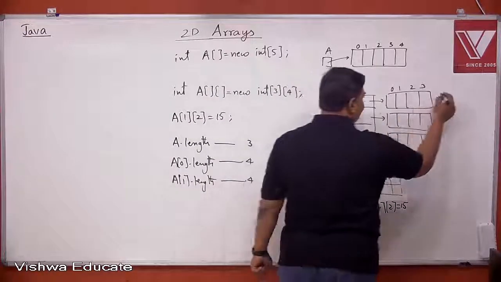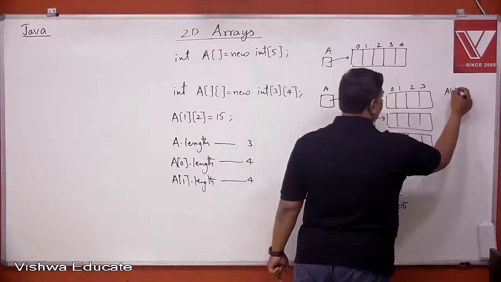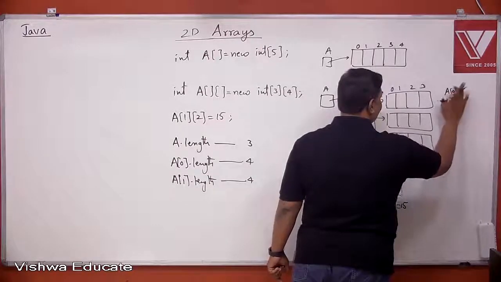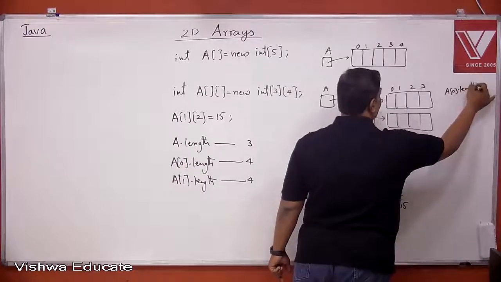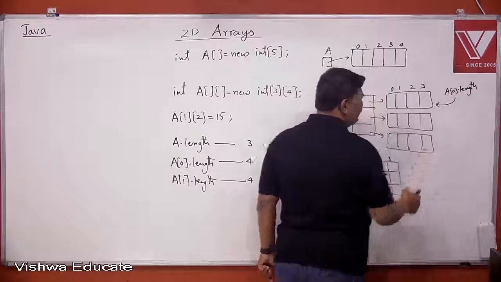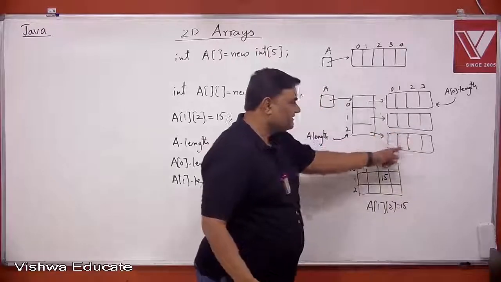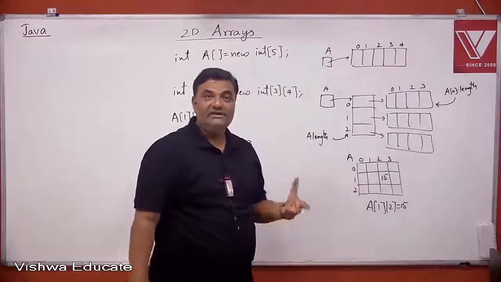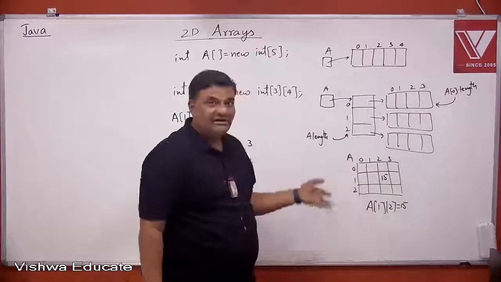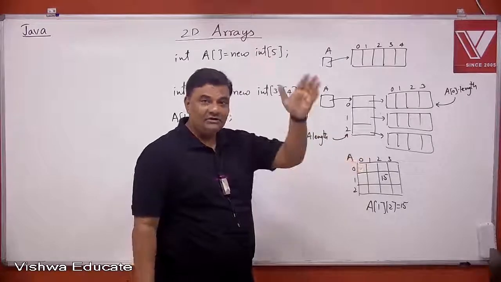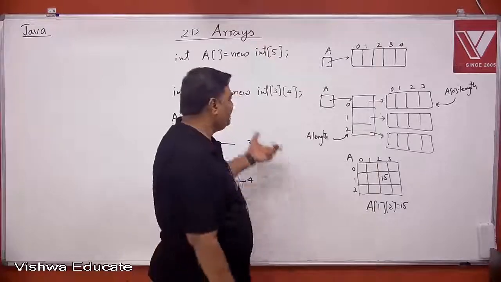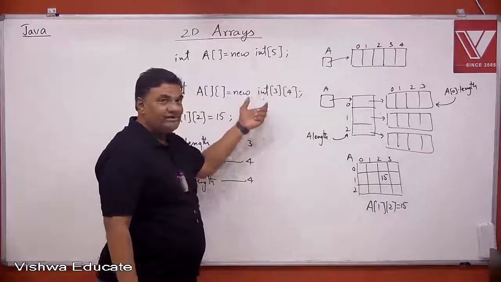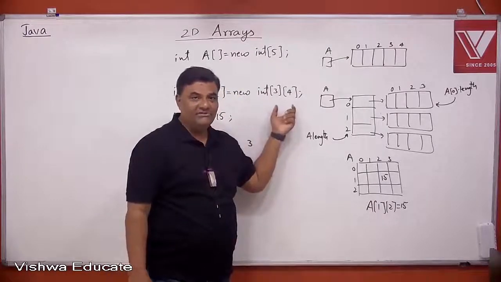If I say a[0].length, then I get the length of this one. In the same way I can get the length of this and this also. So just a.length will give you the number of rows, and a[0].length will give you the number of columns in the first row, second row and so on. Here we are taking the same dimension, a balanced number of columns.